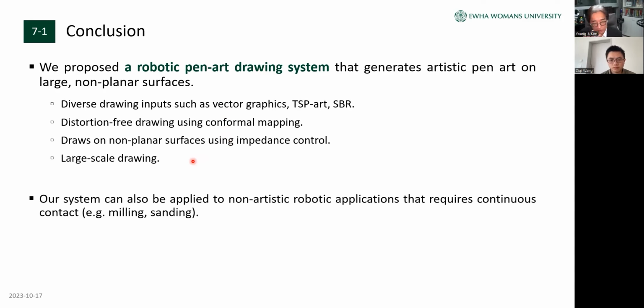And even though this is an art-type project, we actually think that this kind of system can be applied to non-artistic robotic applications that require continuous contact between the end effector and the target. In our drawing project, we need to maintain continuous contact between the pen and the target canvas. But if you replace the pen with other tools, you can use this technique for other types of robotic applications, like milling and sanding, which are also important in industrial applications. There are other possibilities as well.